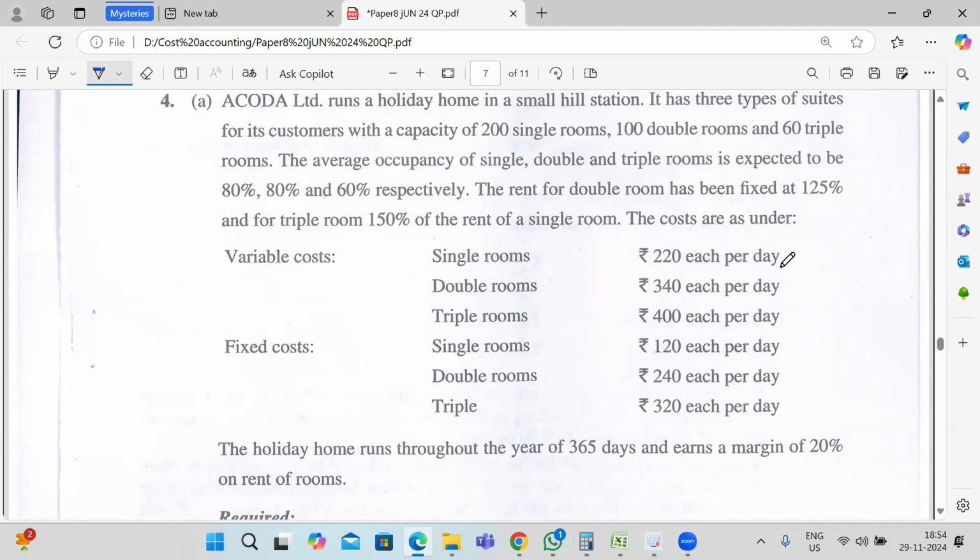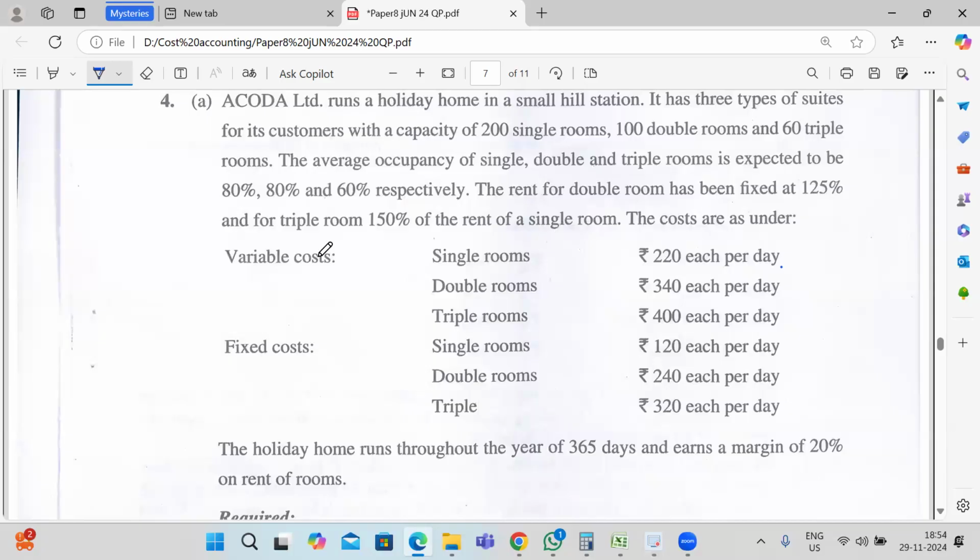It has three types of suites for its customers with a capacity of 200 single rooms, 100 double rooms, and 60 triple rooms. So we have three different types of rooms, that is single, double and triple. The average occupancy they have given is 80%, 80%, and 60% respectively. The rent for a double room has been fixed at 125 percent and for triple 150 percent of the single room rent.